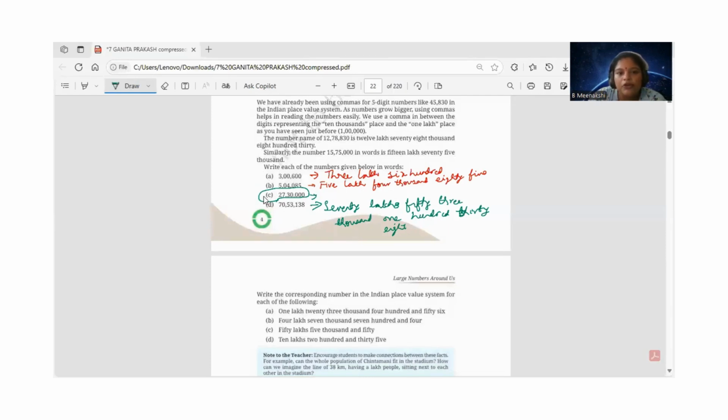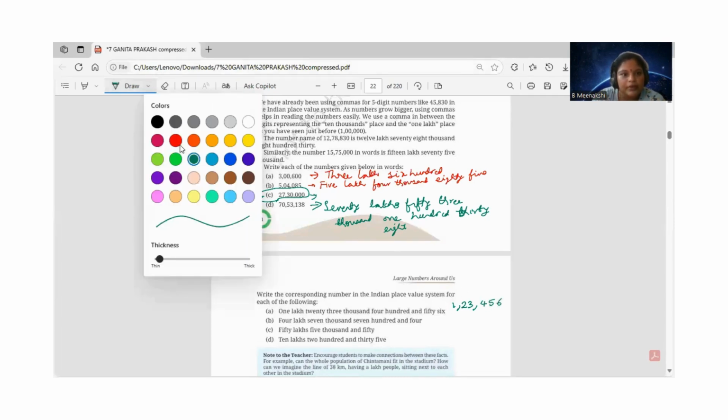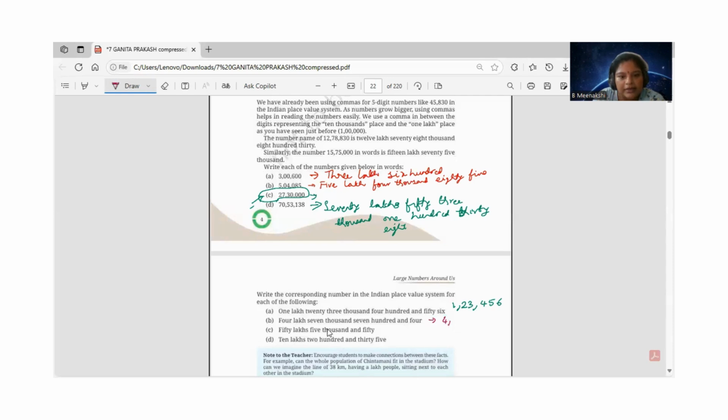Now, I want you to write the answer for this in the comment box. How will you read the C number? Now, write the corresponding number in the Indian place value system. 1,23,450. How will you write this? 1,23,456. Now, how about this? 4,07,000. 7,000, we are not supposed to write it as just 7. You have to write it as 07.